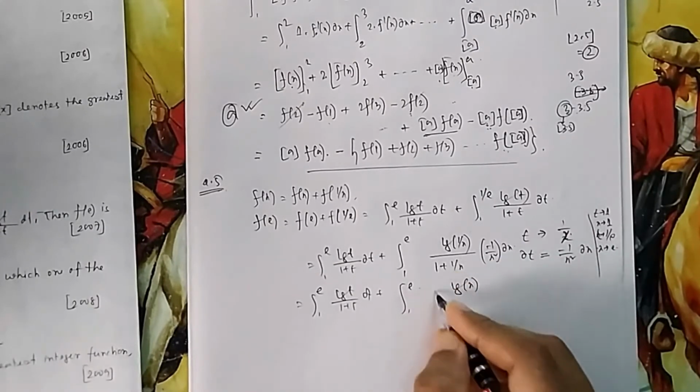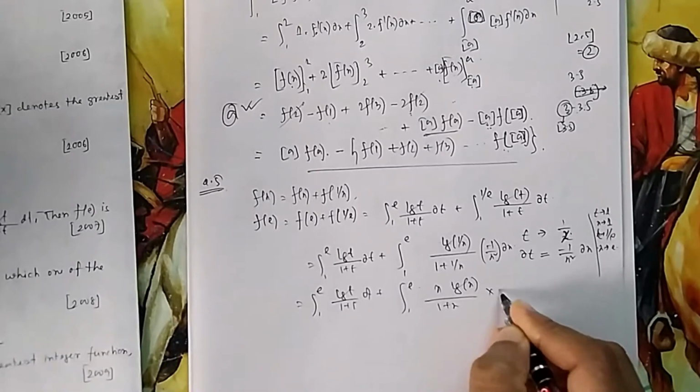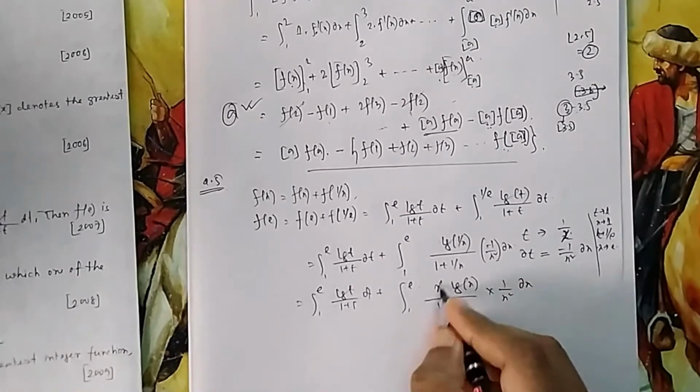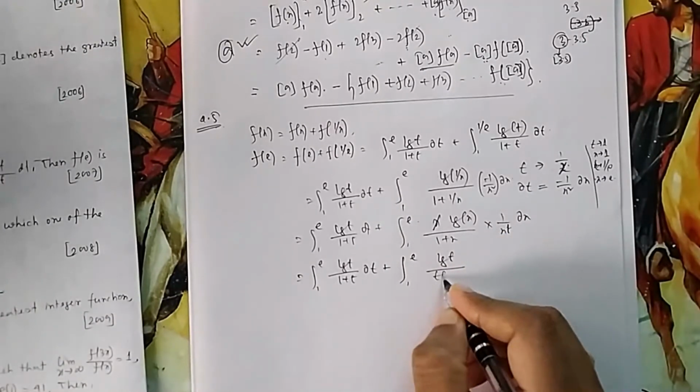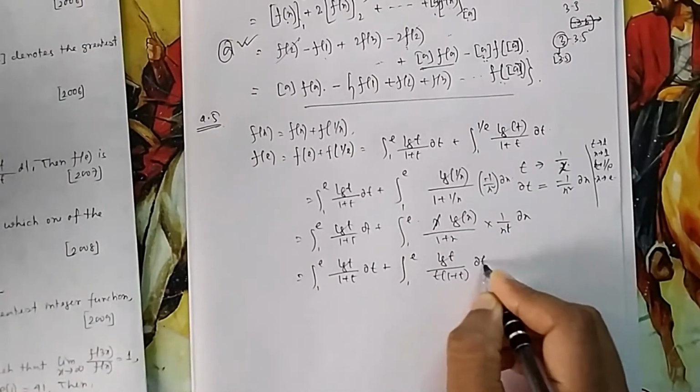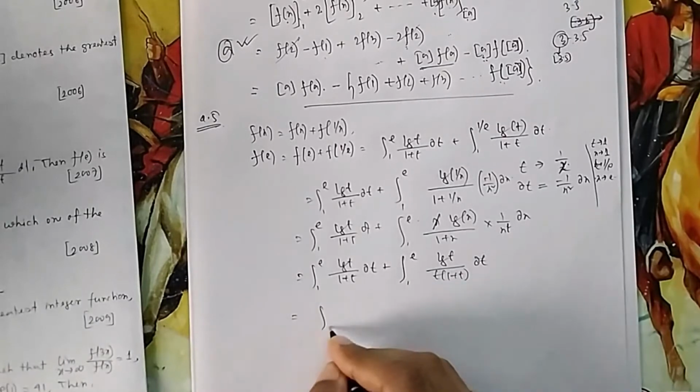And in the LCM there will be 1 x by 1 plus x, and there is 1 by x square. So you can cancel this one also out. Finally again you can change variable anytime in indefinite integral. So I am again going to t, so that I can add these two. So it will be 1 to e.